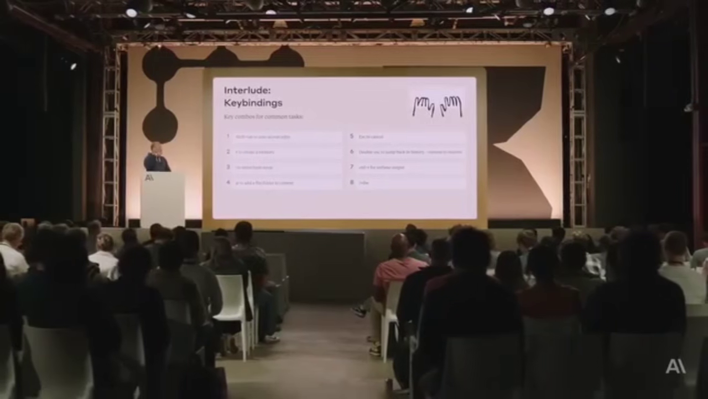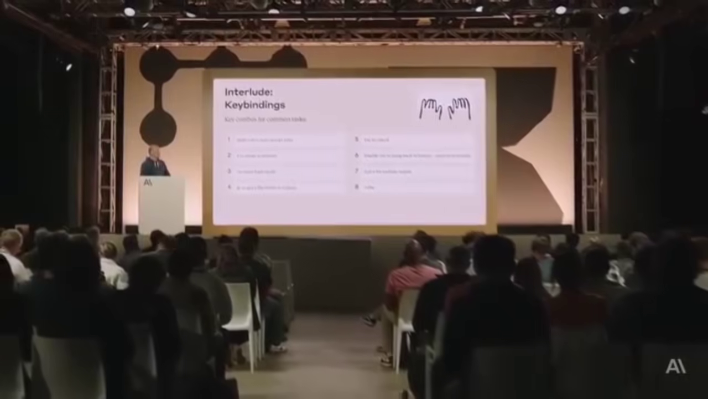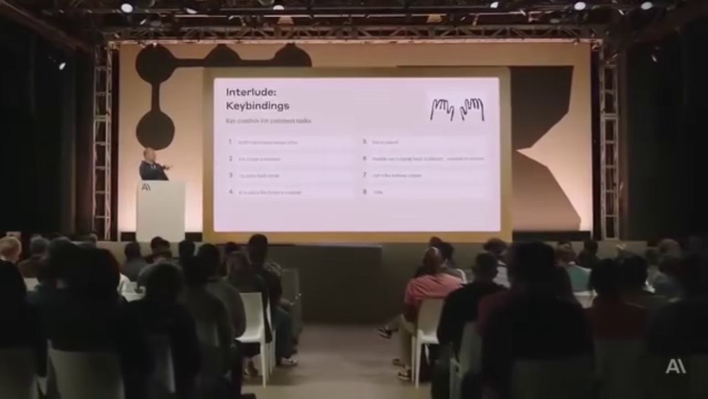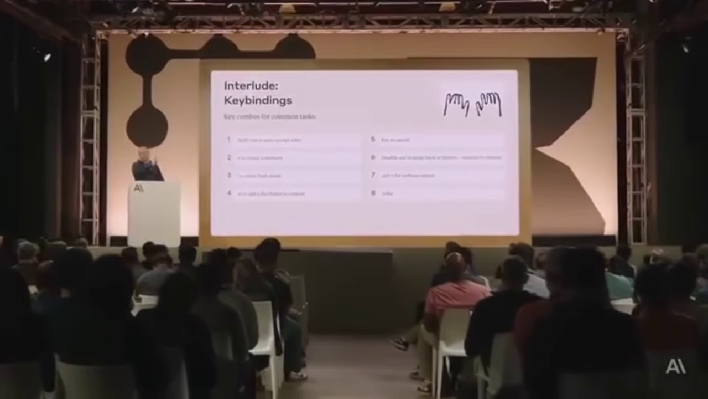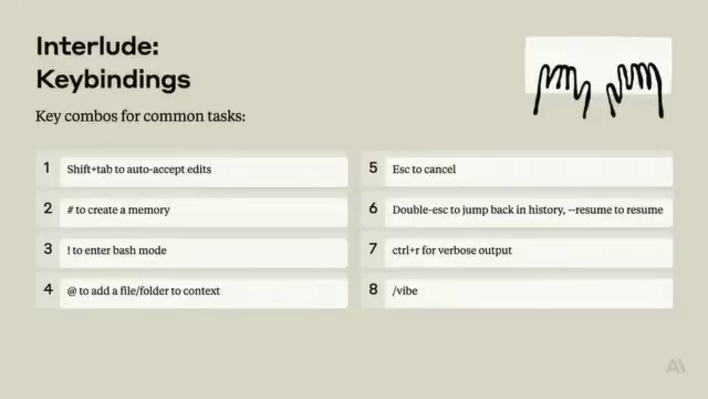You can hit escape twice to jump back in history. And then after you're done with the session, you can start Claude with --resume to resume that session if you want, or --continue. And then anytime if you want to see more output, hit Control R. That'll show you the entire output, the same thing that Claude sees in its context window.